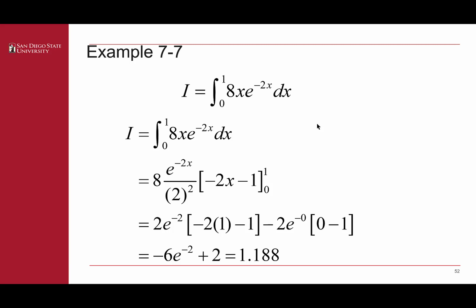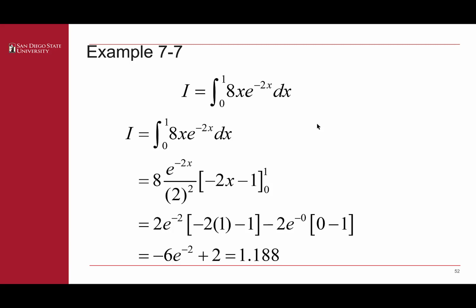In the next step, using the shortcut formula of the integral of e, we will get 8 times... 8 can be disregarded. It's a constant factor here. The result would be 8 times e to the minus 2x over 2 squared times (minus 2x minus 1) from 1 to 0.